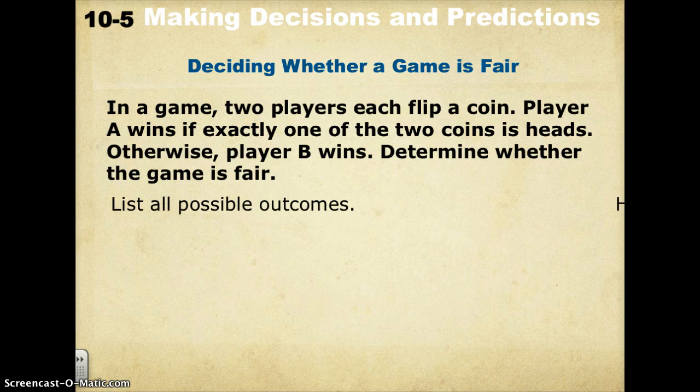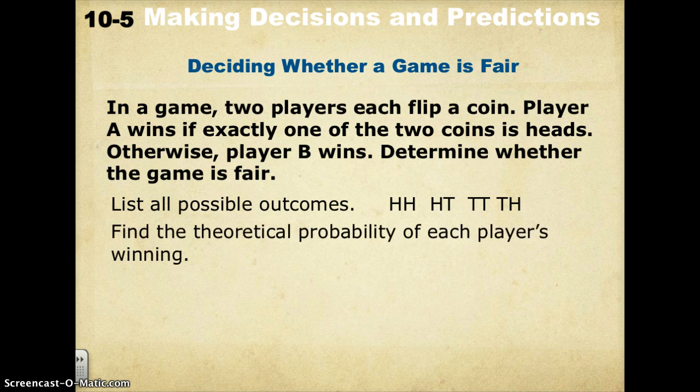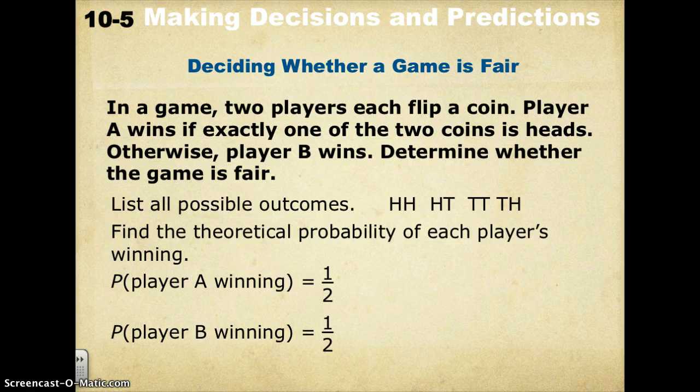First, let's list all the possible outcomes. Find the theoretical probability of each player's winning. Probability of player A winning is 1/2. For player B, 1/2. Since they have the same probability of winning, the game is fair.